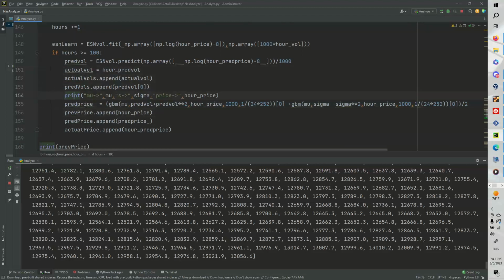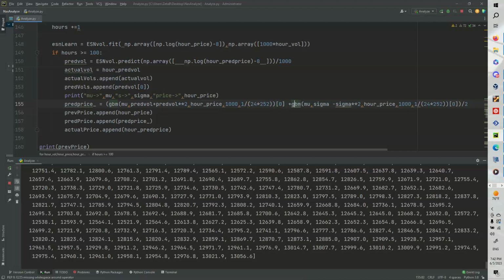So here I've just printed out mu, sigma, and the hour prices. What we're going to do is plug in mu in the GBM. Here's the predicted volatility plus the pred vol. So this is the one that shifted over. This is the new predicted volatility. We're going to add that to the pred vol, and we're going to square it so it becomes the second variable. We have the hour price, we have 1,000 iterations, and as I said, we are going to do an hour calculation, so we need to do 1 divided by 24 times 252, because there are 24 hours in a day and 252 trading days in a year.